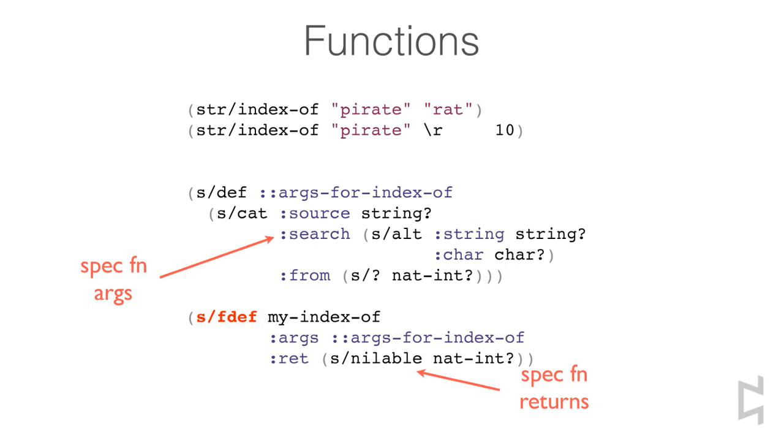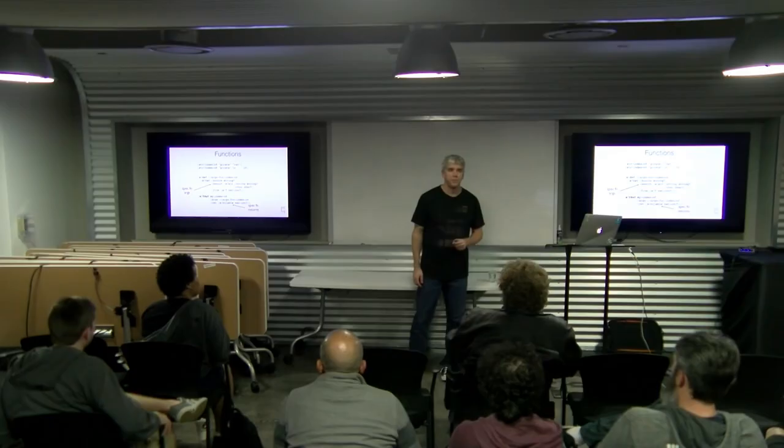So this is just a data specification, right? It's just sdef that I've given a name just so I can split it out. And then fdef specs functions. So fdef allows you to say that function myindex of takes arguments, which conform to that spec, and has a return value, which conforms to a different spec, in this case, nillable natural int.